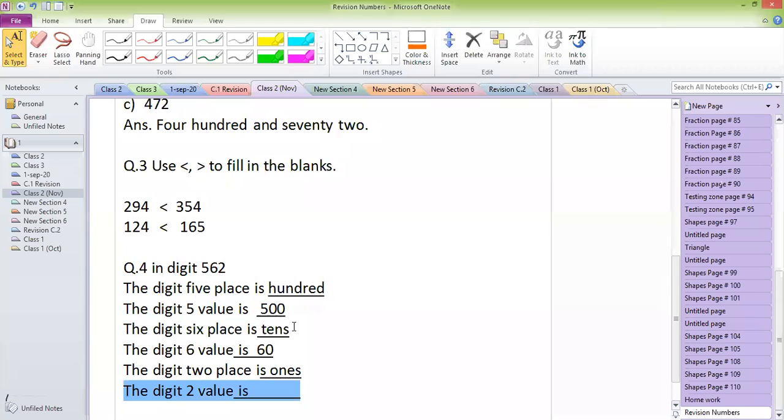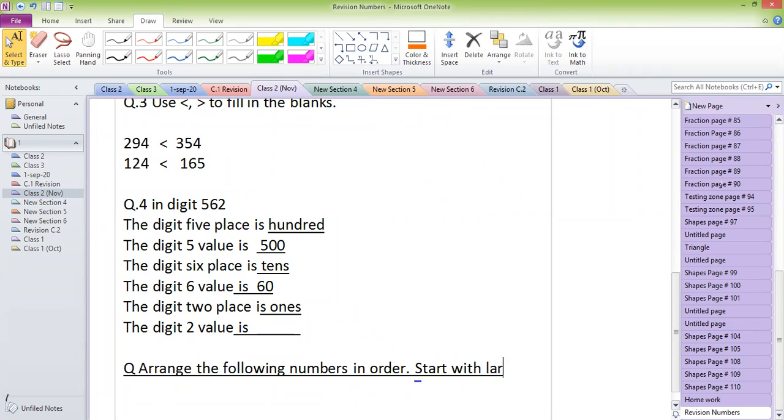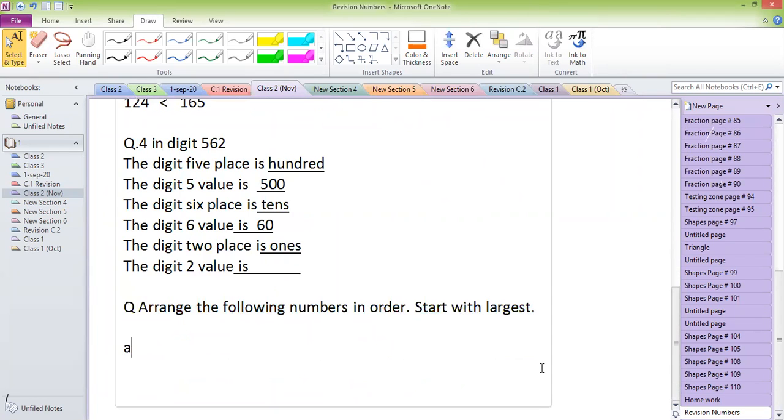Okay. Guys, wait for a while now. If I ask you another question, and that is arrange the following numbers in order and start with the largest. So you have to arrange the following numbers by starting with the largest. Let's suppose I give you a set of numbers.